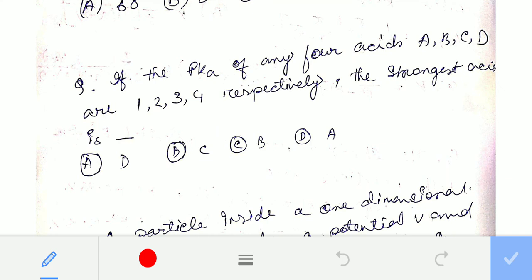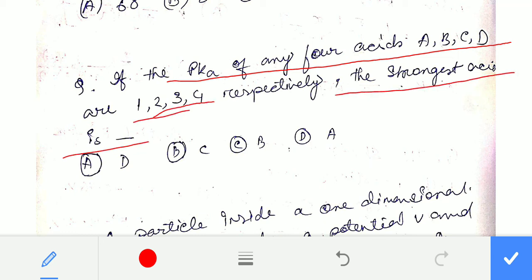If the pKa of any 4 acids A, B, C, D are 1, 2, 3, 4 respectively, which are the stronger acids? Now, pKa is equal to minus log Ka. pKa is always minus log K. So the acid with the lesser pKa value will be the strongest acid, and the acid with higher pKa value is the least acidic, right?